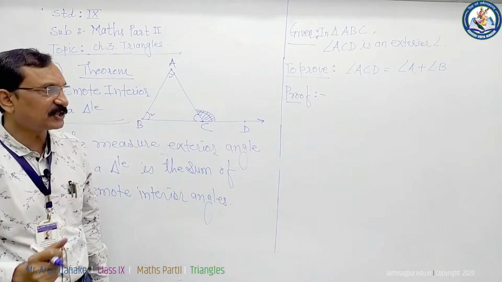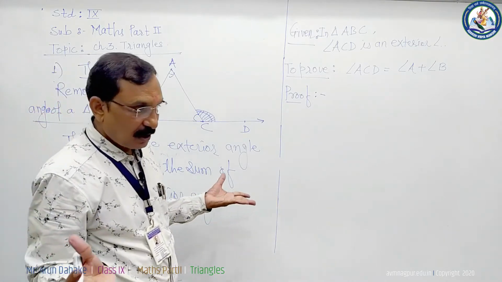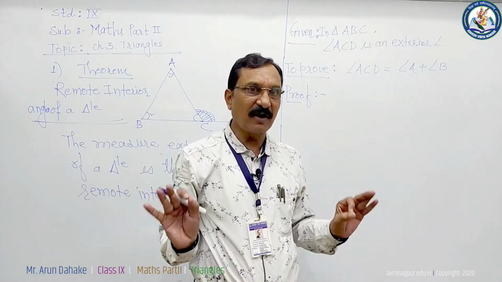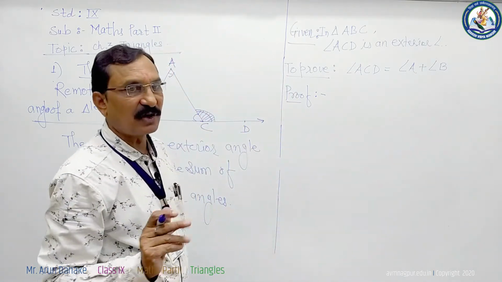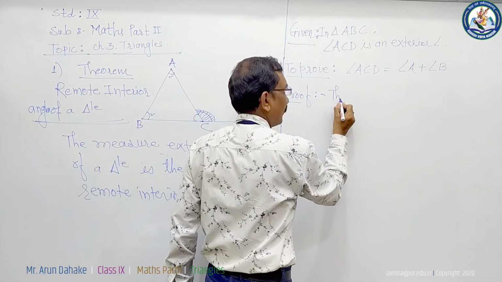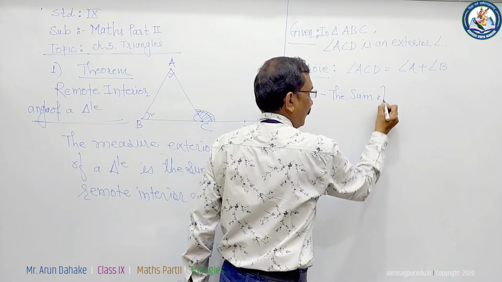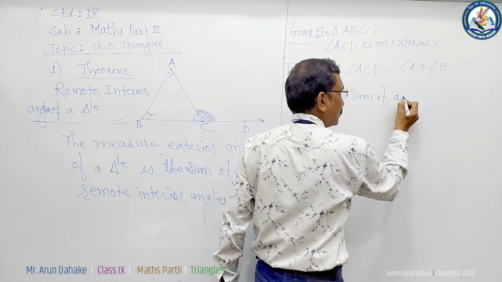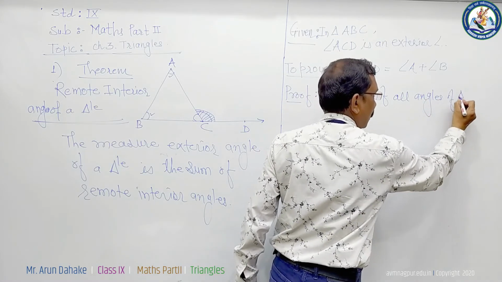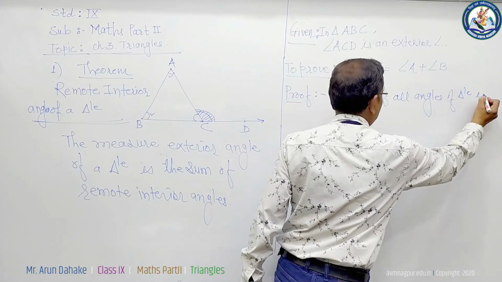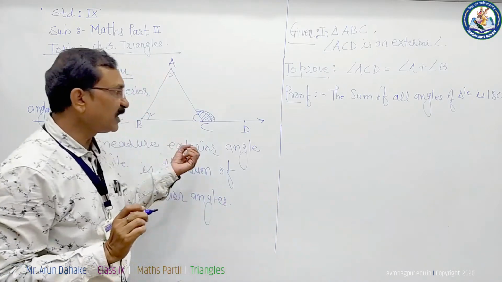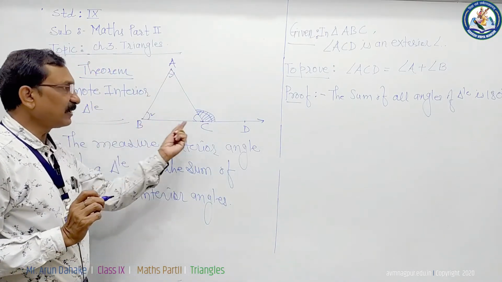How to prove this one? Now, we have to use the concept of triangles. We know that the sum of the measures of all angles of a triangle is 180 degrees. The first step in the proof: the sum of all angles of a triangle is 180 degrees. So, the very first concept we are using here is in triangle ABC.